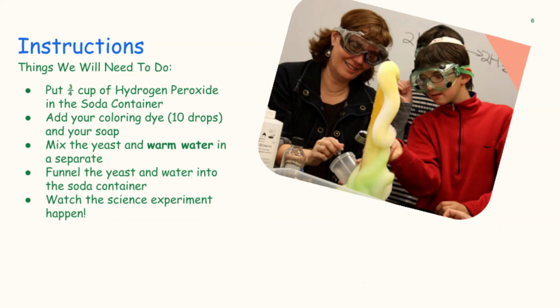So how are we going to make this? Well, first we need to put hydrogen peroxide in the soda container. And once we do that, that's going to be our reactant. Then we're going to add our coloring dye for our nice aesthetics as seen in the picture. Then we're going to mix the yeast and warm water in a separate container. Those things are going to be essential because those are our catalyst.